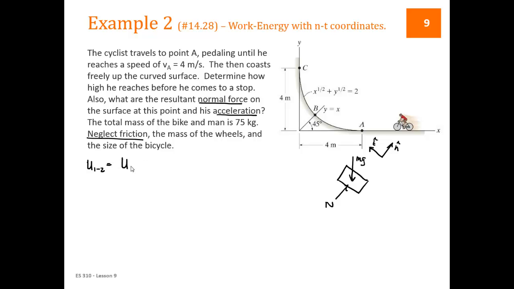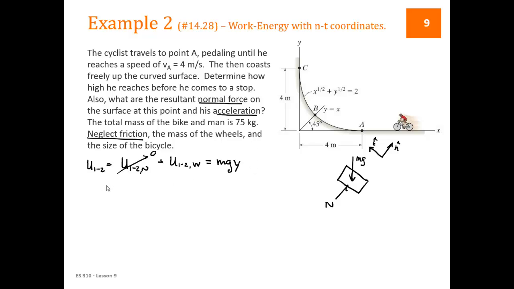So the work due to N is equal to 0, plus the work due to the weight. Well, what's the work due to the weight? Work due to the weight is the weight times the height, which in this case the height would be y. That's what we want to know. How high does he go before he stops?